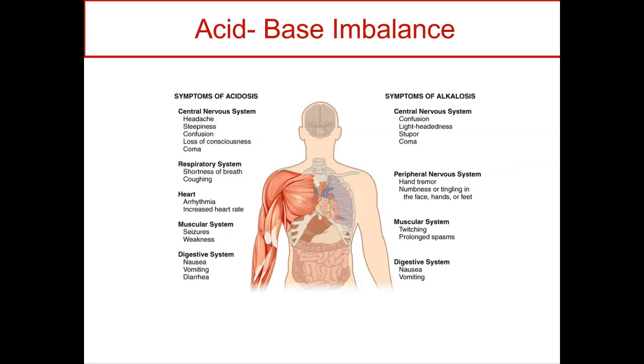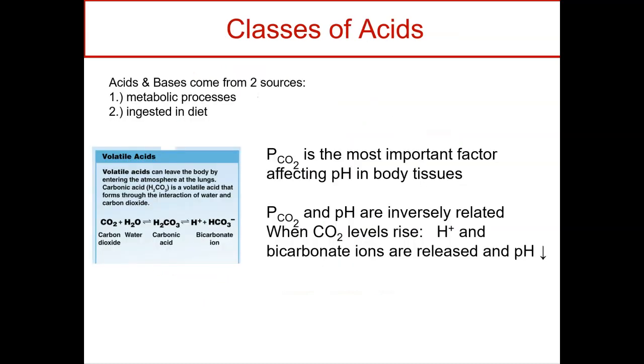When we're looking at signs and symptoms, just know generally our brain, our nervous system, is pretty susceptible to these pH ranges. Notice too alkaline or too acidic can cause a coma to occur. We also worry about the cardiovascular system, and you can see that it can affect different systems in the body, and both are not desirable. When we look at acids, acids usually come from two places: what we eat and what we generate through metabolism.